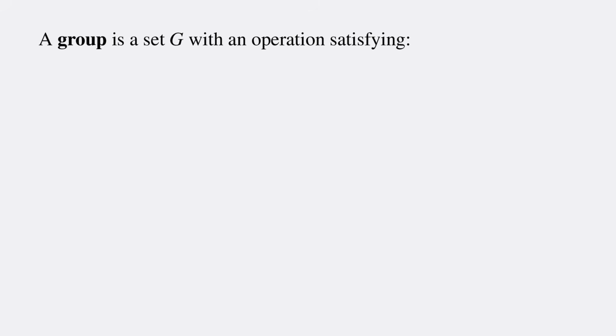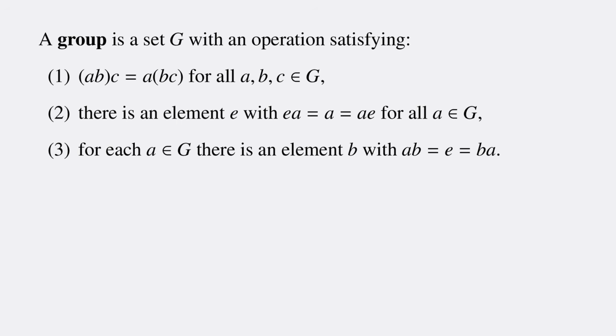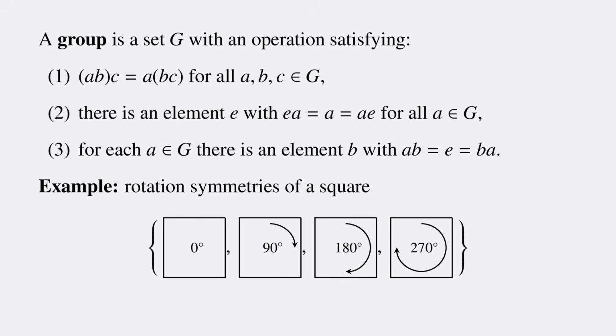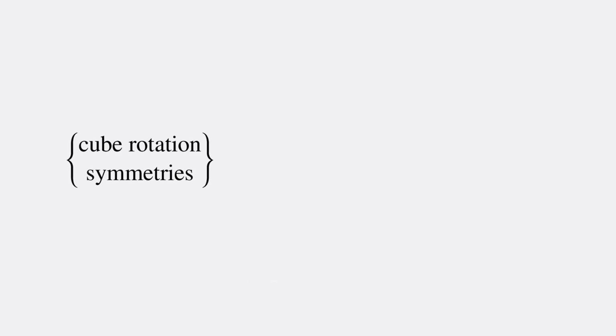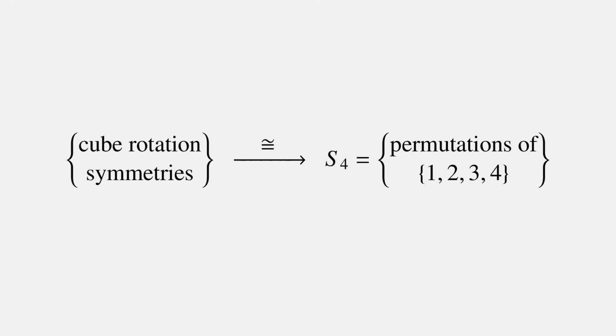This relates to a fun bit of trivia about group theory. A group is a set of things with an operation satisfying certain axioms, and typical examples of groups are sets of transformations, things like rotations and permutations. It turns out that the group of rotations of the cube is isomorphic to the 4th symmetric group S4, the set of permutations of 4 things.